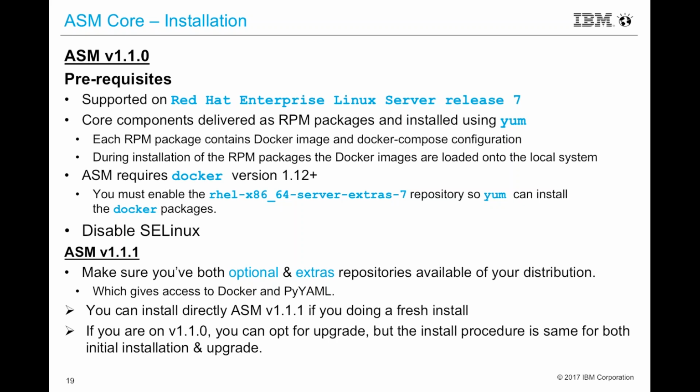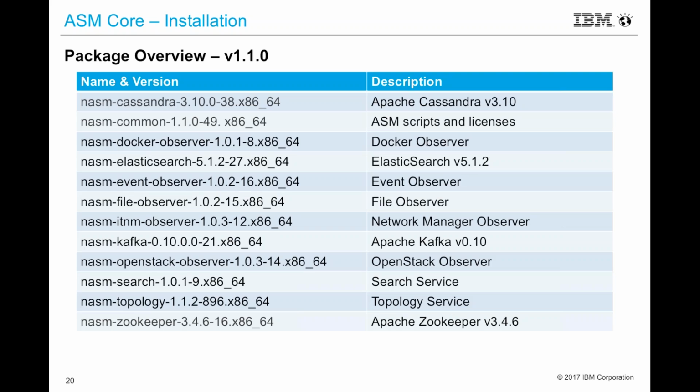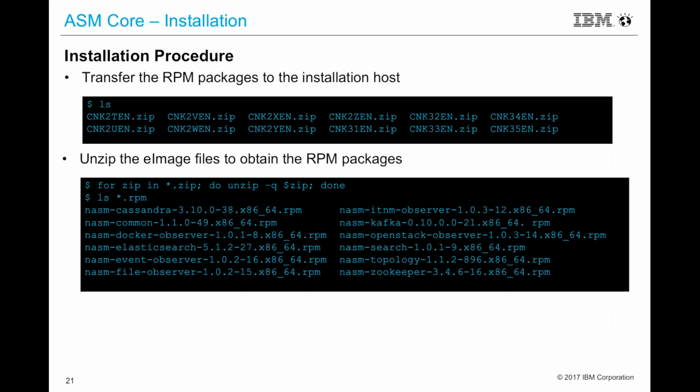The installation from 110 or 111, whether you are doing a fresh install or upgrade, is pretty much the same process when it comes to ASM core. These are just the packages when you download, and all the components that come with it, and the description of those. And the RPM package tied to them, and you just unzip them and install them using the RPM package.